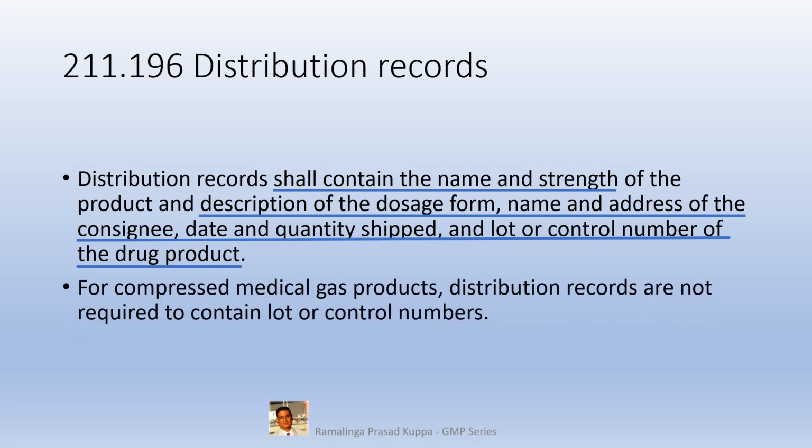For compressed medical gas products, distribution records are not required to contain lot or control numbers. The primary method of supply of medicinal gases is to be supplied into bulk storage from where it is delivered through a medical gas pipeline system. So it may not be feasible to maintain individual batch numbers or lot numbers of the medical gases.